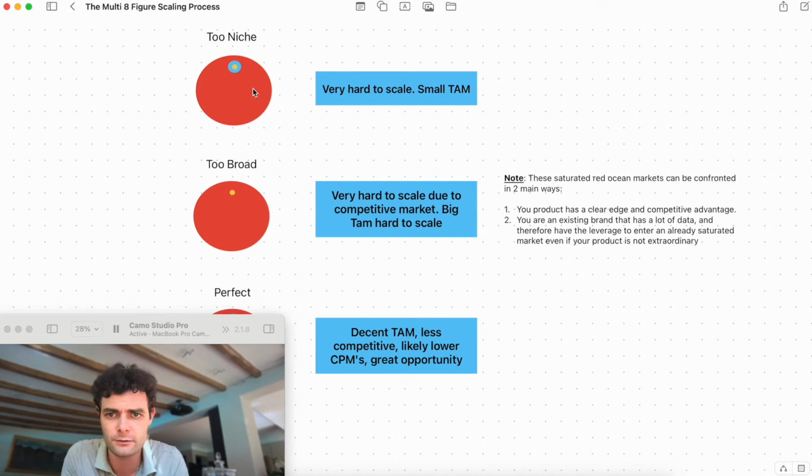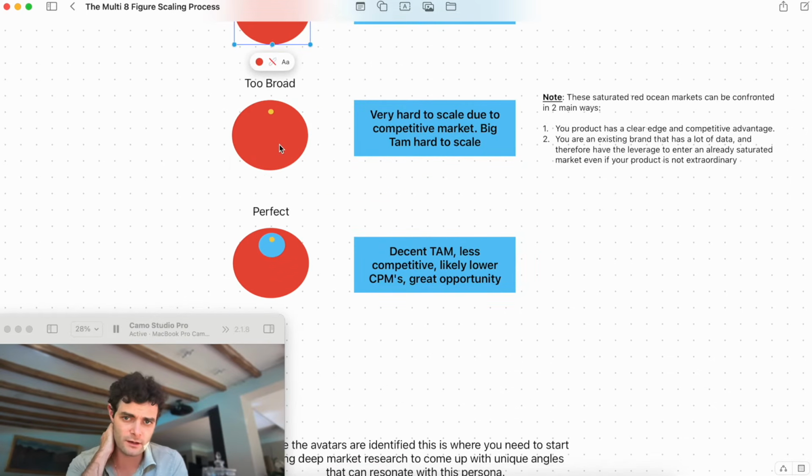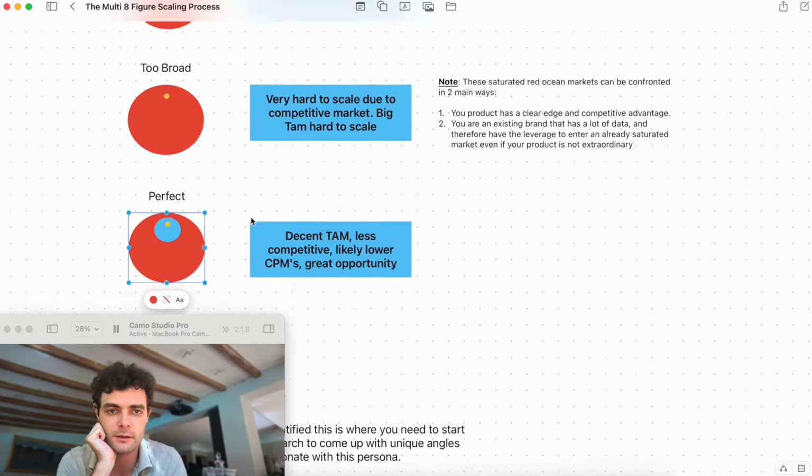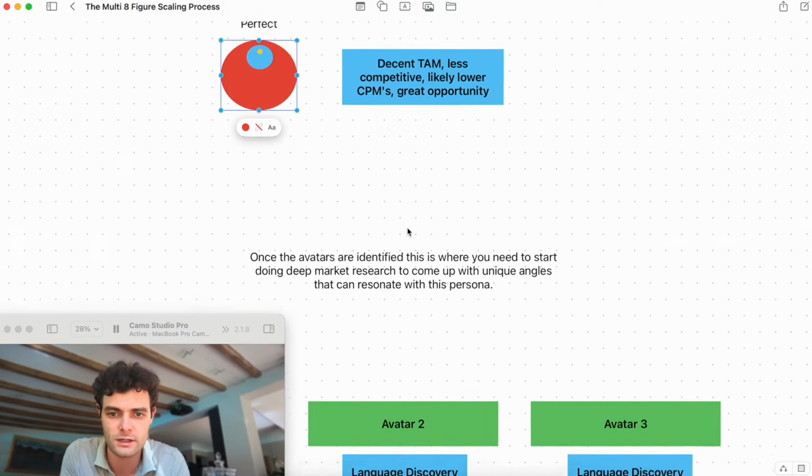This is what I just said, right? This is too small. This is too broad. This is too small, and this is perfect. I'm not going to go over these concepts once again, okay?